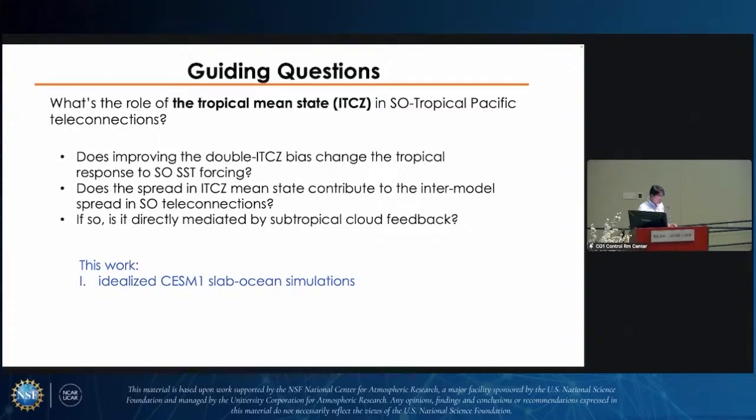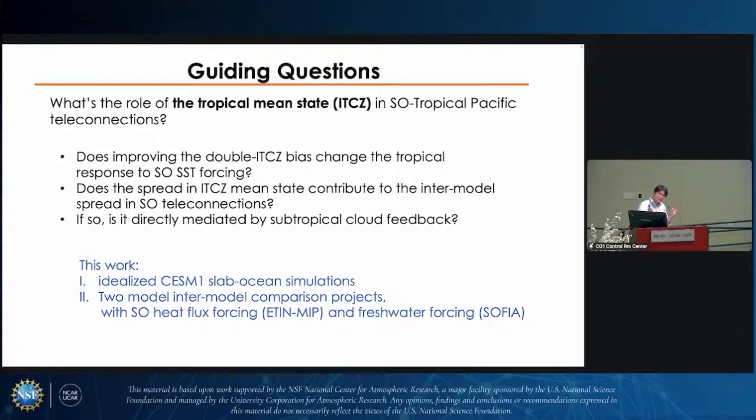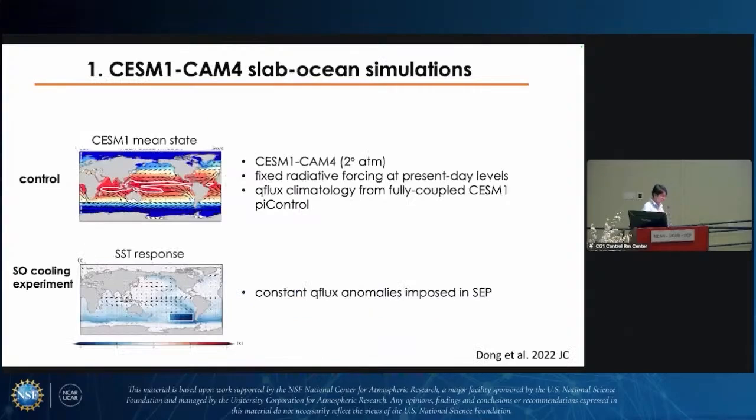So in this work, I'm going to show a set of idealized CESM1 simulations we ran, and also two existing model intercomparison projects that allow us to assess intermodel spread. So part one, CESM1 simulations.